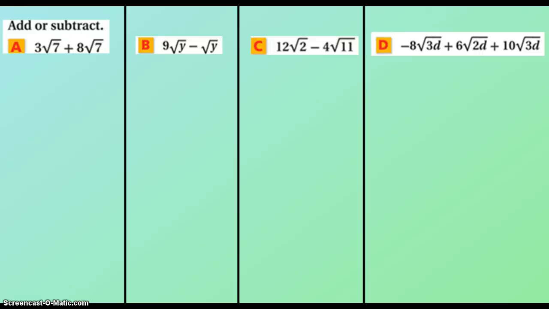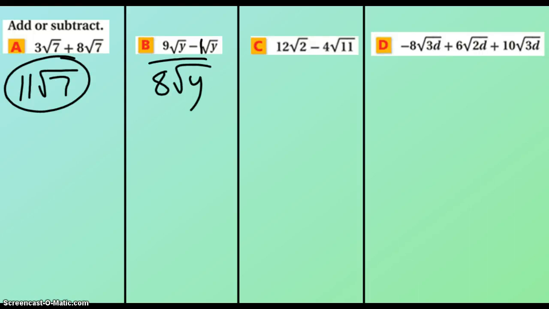I could ask myself the question, how many square root 7s do I have? Well, I have 11 of them. So 11 square root 7 would be the simplified version. I just take the 3 and the 8, it's like adding coefficients. In B, I have 9 times the square root of y minus 1 times the square root of y. Subtracting, I'm left with 8 square root of y.